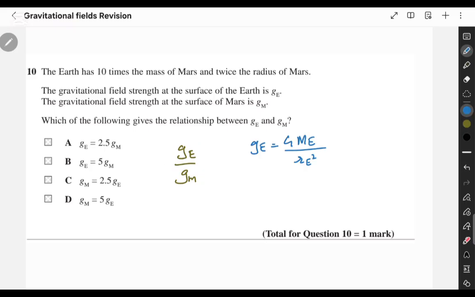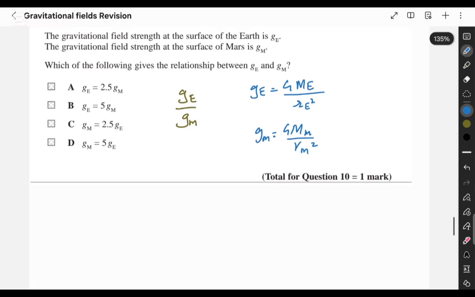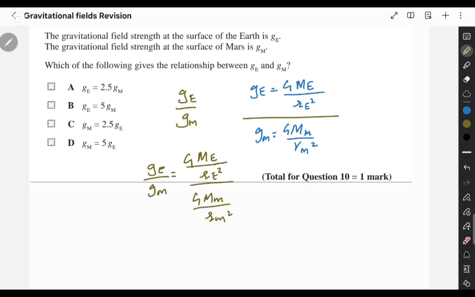So the gravitational field at Earth is G times the mass of Earth over the radius of Earth squared. And then we have the gravitational field of Mars, which is G times the mass of Mars divided by the radius of Mars squared. Now the reason we are taking this as the radius is because we're considering the gravitational field strength at the surface of these planets. And I'm going to divide both the equations. And this is what things should be looking like.